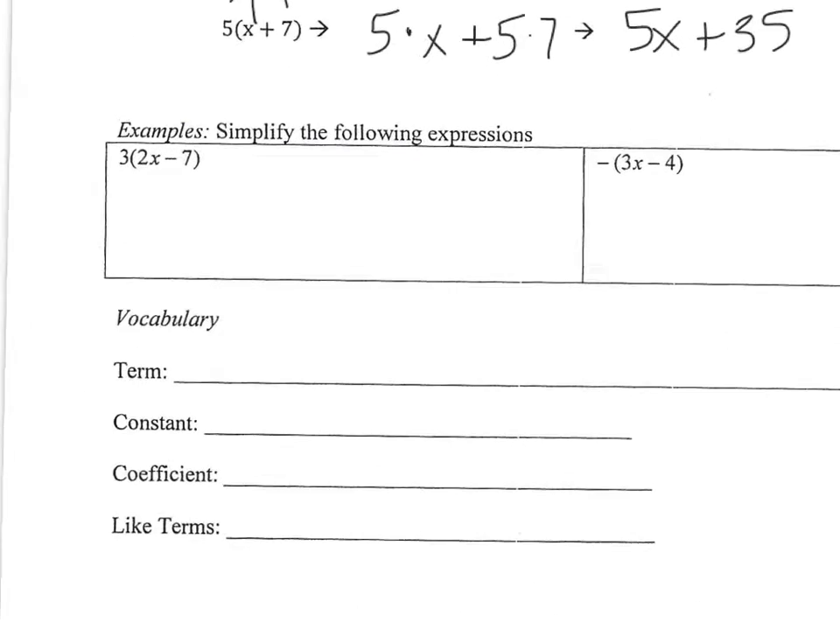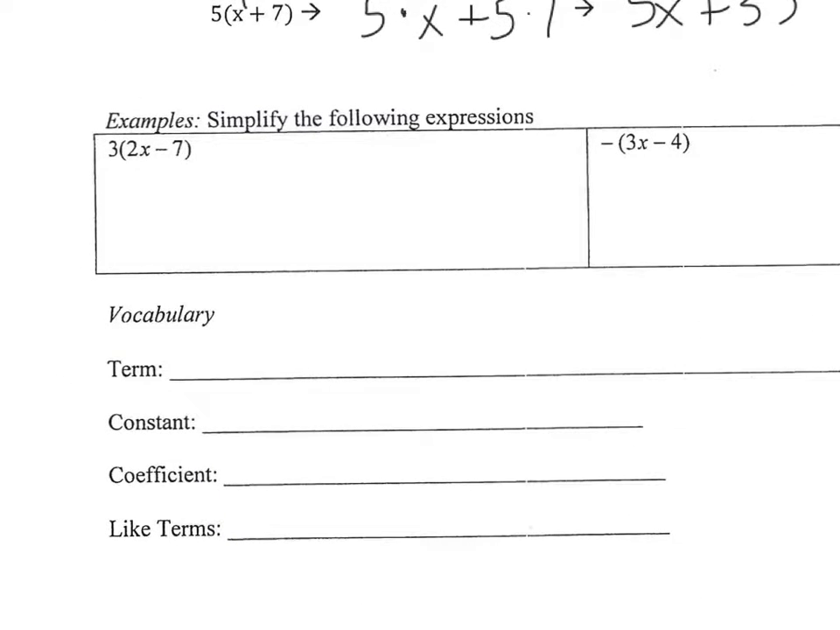So what you need to do is you're going to take the number outside and multiply it by each. So this is going to turn into 3 times 2x, which is 6x, and 3 times negative 7. So make sure that you're taking that negative with it. You don't need to write the negative twice, just do 3 times negative 7, which is negative 21.